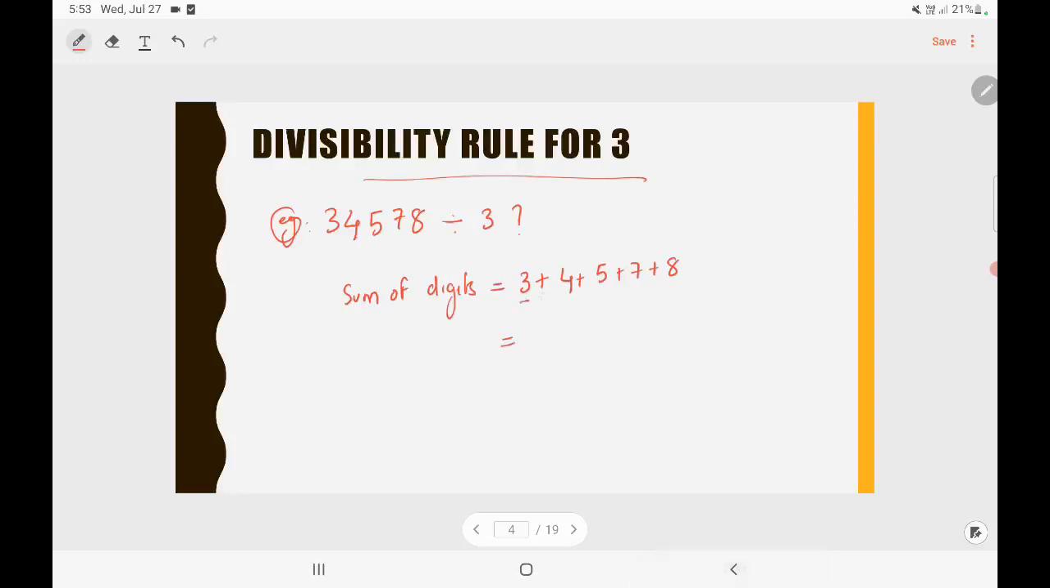You will get 3 plus 4 is 7, 7 plus 5 is 12, 12 plus 7 is 19, 19 plus 8 is 27. Now you need to check whether 27 is divisible by 3 or not. Yes, 27 is divisible by 3 because 27 is equal to 3 into 9. Since 27 is divisible by 3, this number is also divisible by 3. Thus the divisibility rule for 3 is that a number is divisible by 3 if the sum of the digits of that number is also divisible by 3.